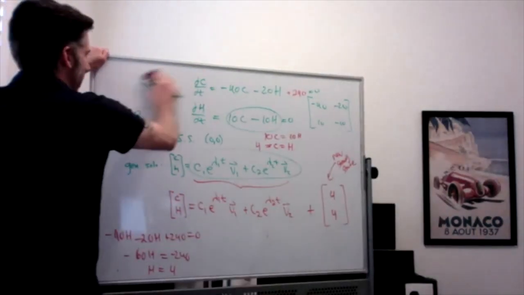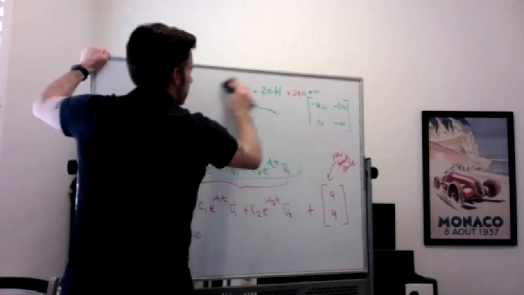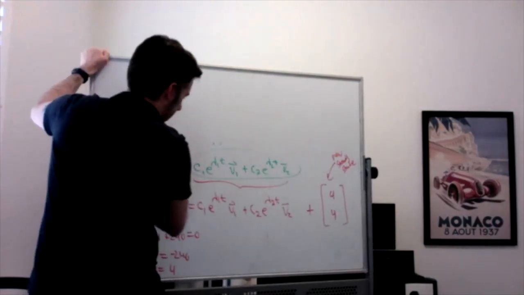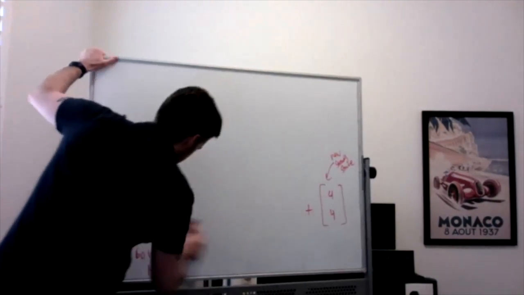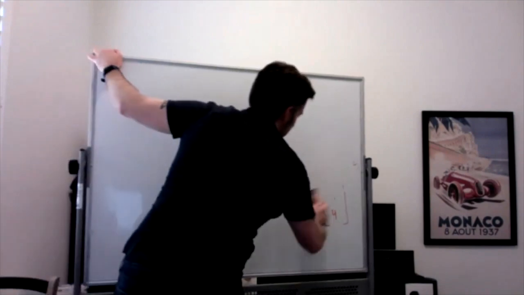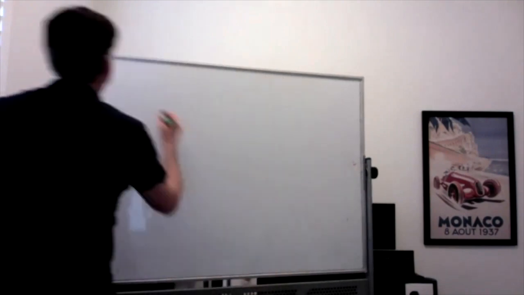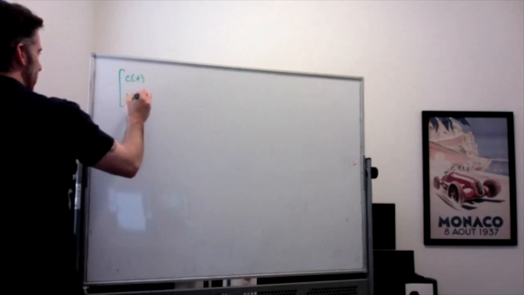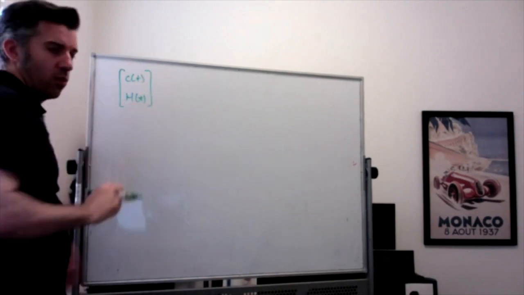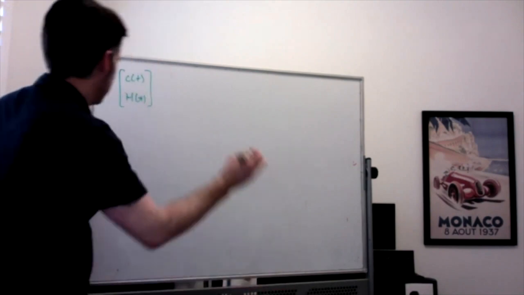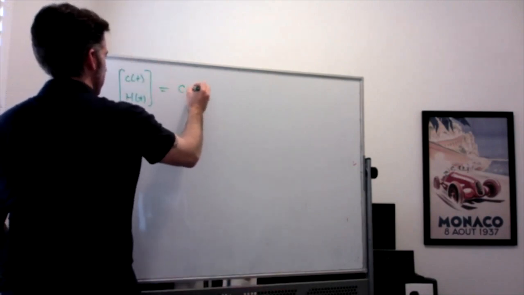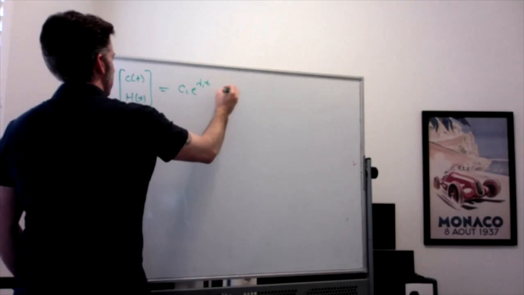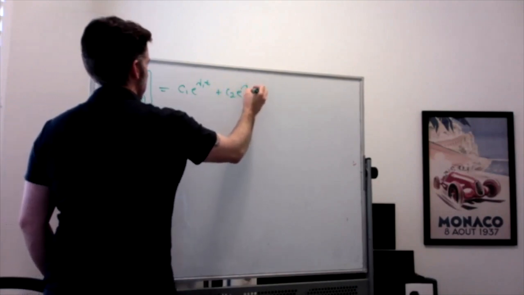So here's what we've got. Yeah. So here's what we have. We know that the solution to c of t, h of t, right? We're pretending like we found it. That is c1e to the lambda 1t plus c2e to the lambda 2t.